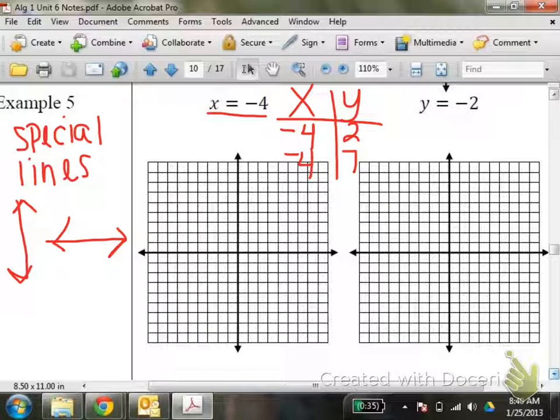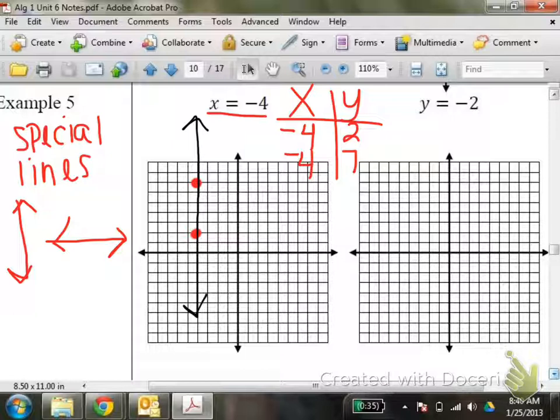So what I want you all to do right now is plot those points, -4, 2, and -4, 7. So 1, 2, 3, 4, 1, 2. There should be one right there. And -4, 3, 4, 5, 6, 7. One right here. What does that line look like? Vertical or horizontal? Vertical. That's cool. You teach off of that. Yeah, you can pick any number.